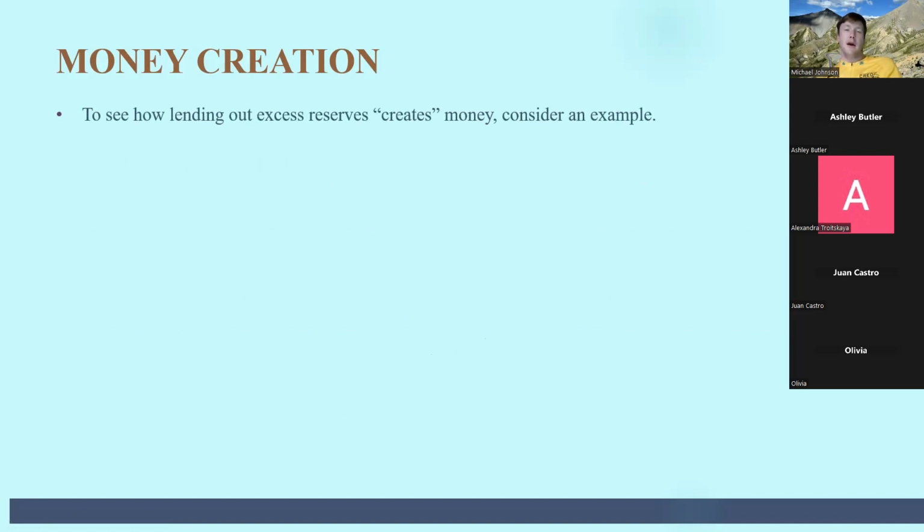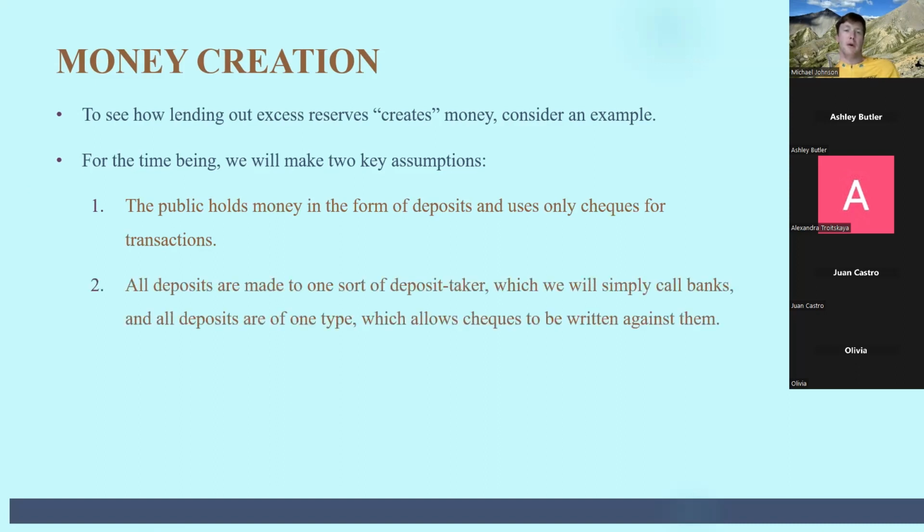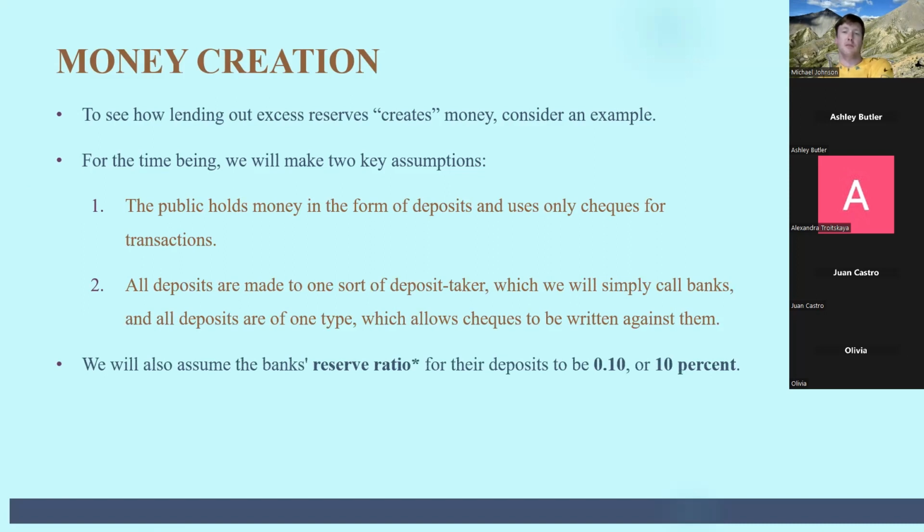To see how lending out excess reserves creates money, consider an example. For the time being, we'll make two key assumptions. One, the public holds money in the form of deposits and uses only checks for transactions. Two, all deposits are made to one sort of deposit taker, which we'll simply call banks, and all deposits are of one type, which allows checks to be written against them. We'll also assume that the banks' reserve ratio for deposits is 0.10, or 10%.